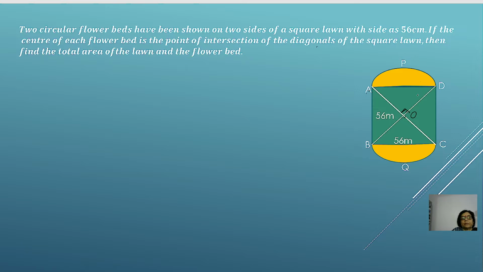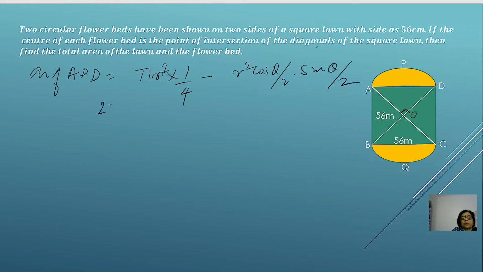So let's find the area of one flower bed, multiply it by 2, and to that we'll add the area of the square. So area of the flower bed over here, say APD, will be equal to area of the sector OAPD, that is equal to pi r square into 1 by 4, angle over here will be 90 degrees, minus r square cos theta by 2 into sin theta by 2. So this becomes equal to 22 by 7. Now what is r over here? We need to find that out also. OA is the radius of the circle.